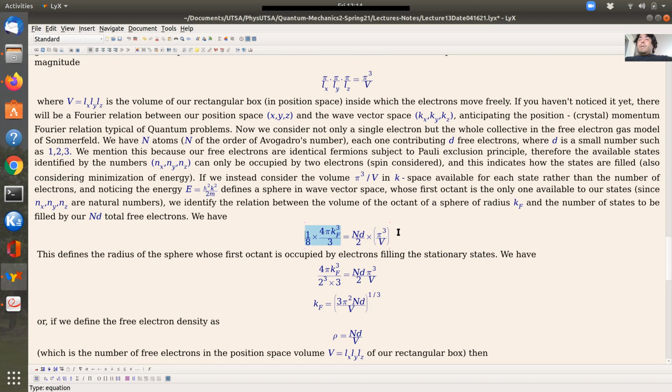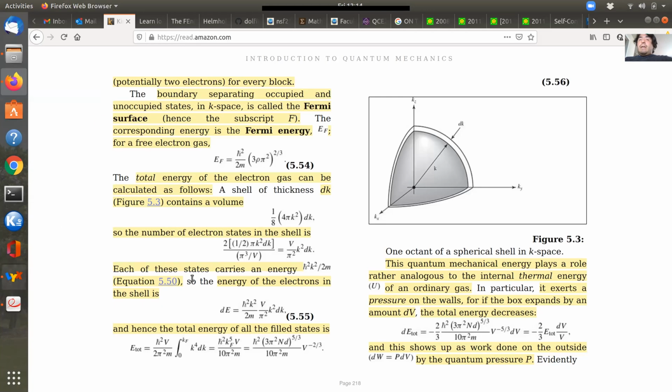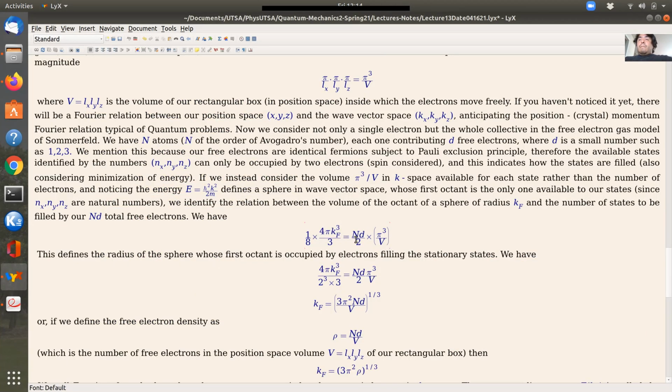So far, so good. We're doing this analysis because this will define the radius of the sphere that we're considering over here, which is kF. So by doing algebra, we're going to pass to the other side the radius of the sphere whose first octant is occupied by electrons filling the stationary states. You can simplify. If you pass the 2 to the other side, you see that you have 8 divided by 8, so that will simplify. Then you have pi squared.